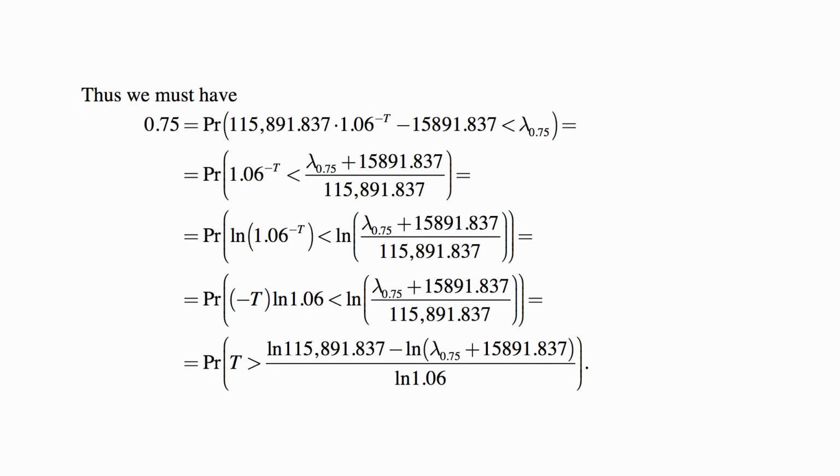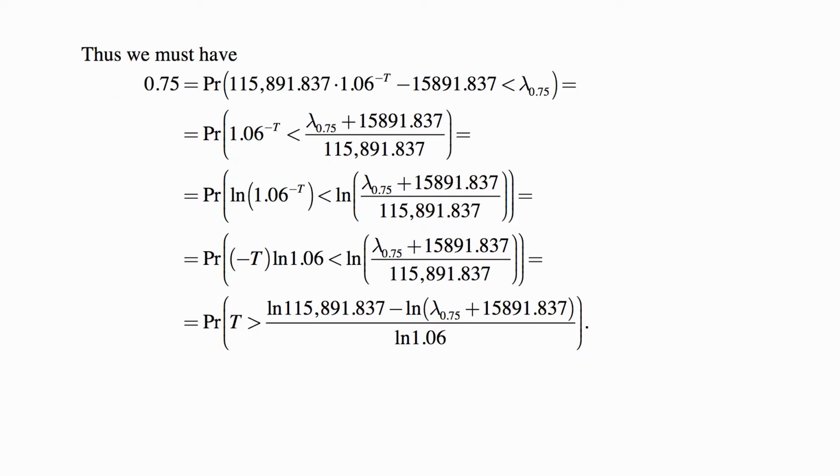Well, then that means that we must have 0.75 equal to the probability that this formula for L that we found in terms of t, that this whole thing is less than lambda 0.75. So we rearrange the terms so that we only have the expression with t in it on one side and the rest on the other side.